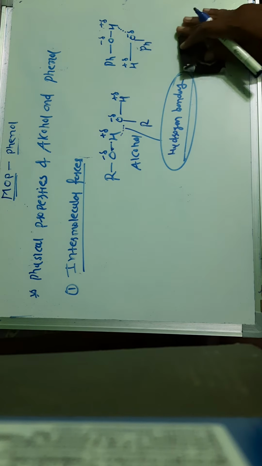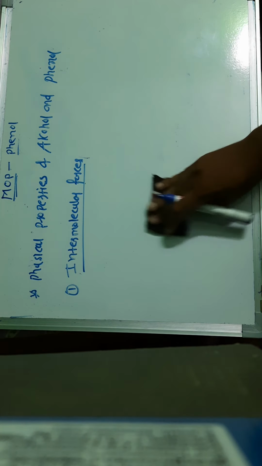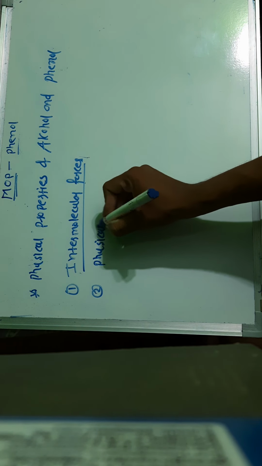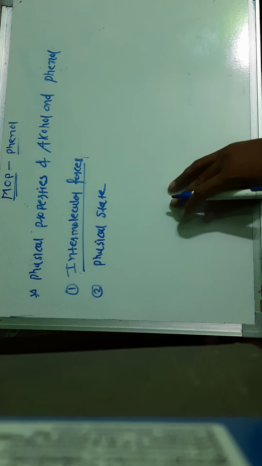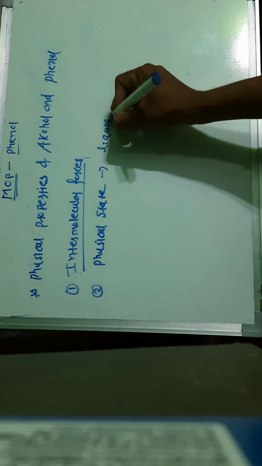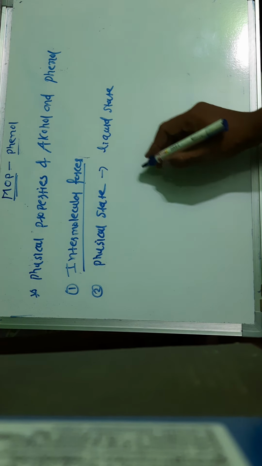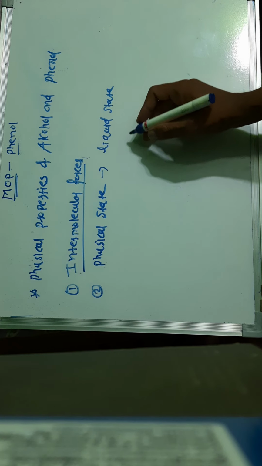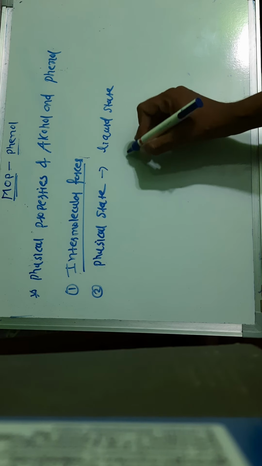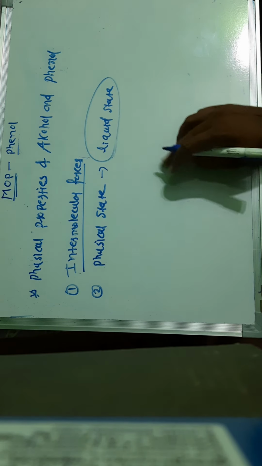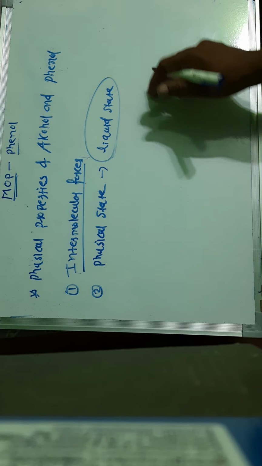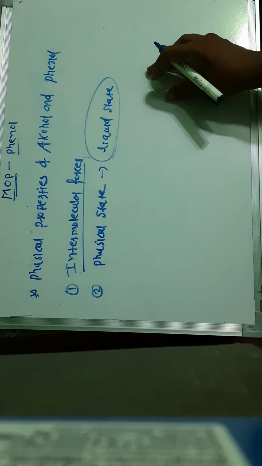The second physical property is the physical state. Now we know that the lower alcohols are present in the liquid state. And phenol can also be present in the liquid state at room temperature, but it can be solidified at about 40 or 42 degrees Celsius. The lower alcohols are liquid, and phenol is generally liquid, but below 40 degrees Celsius it can form a solid.